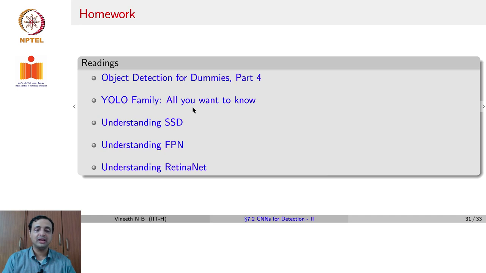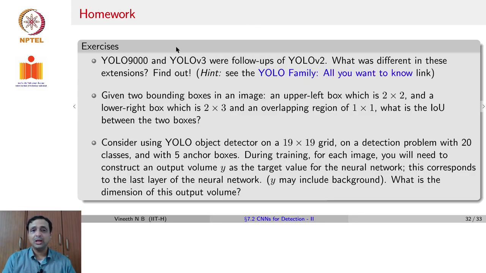Here is a tutorial of the entire YOLO family of methods and tutorials on understanding SSD, FPN and RetinaNet. A few exercises to leave behind. We only covered YOLO V1 and YOLO V2 in this lecture. YOLO also had a YOLO 9000 which talked about scaling YOLO to 9000 categories, and a YOLO V3 which was very close to YOLO 9000 in its ideas. How these were different from YOLO V2 is going to be a homework for you. Please do read the link that was given in the reading section in the previous slide for understanding YOLO.